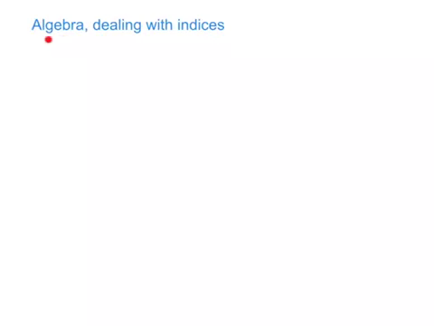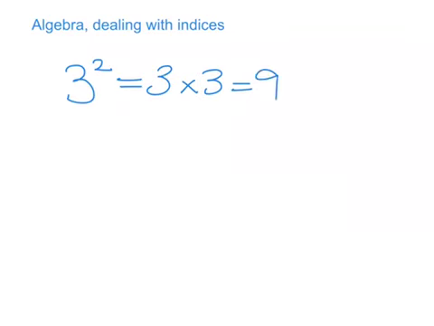This video is looking at algebra, dealing with indices. So that's when you have terms that are raised to the power of something. We already know that if you had something like 3 squared, that's 3 raised to the power 2. We know that that is the same as 3 times 3, which becomes 9.